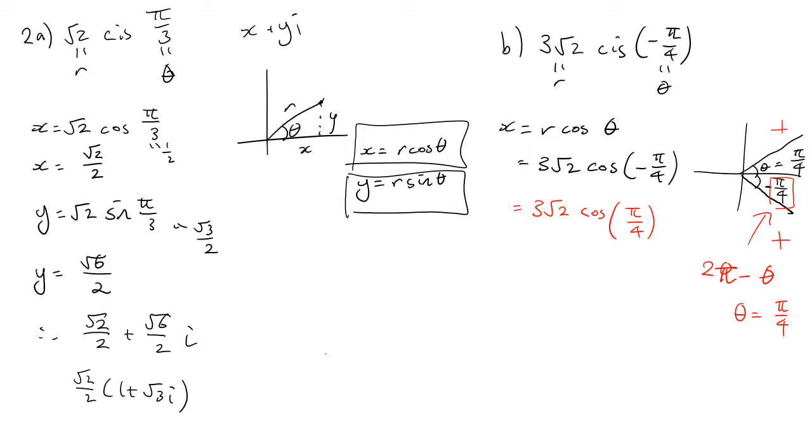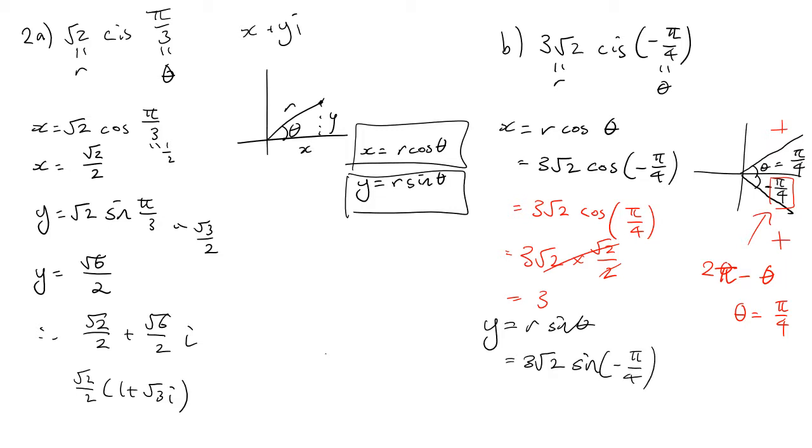Okay, so that's equal to 3 square root of 2 times square root of 2 over 2. That square root of 2 times square root of 2 is 2. 2 and 2 cancel out, so we're left with 3. Alright, now let's do y. Y equals r sine theta. R is 3 square root of 2 sine negative pi on 4.